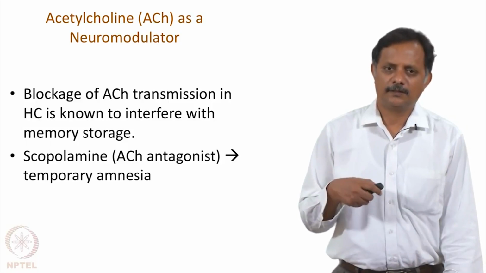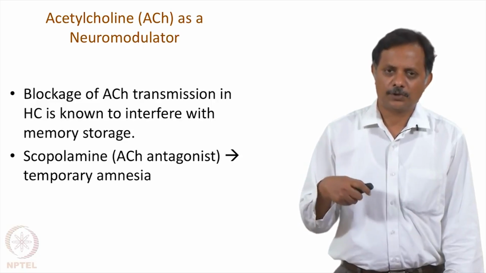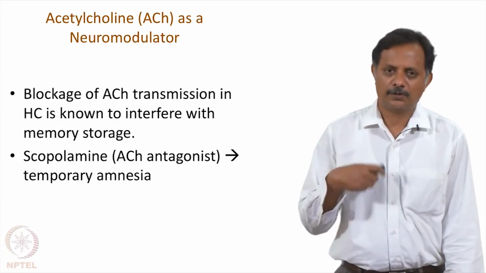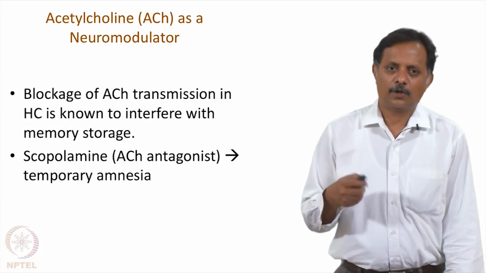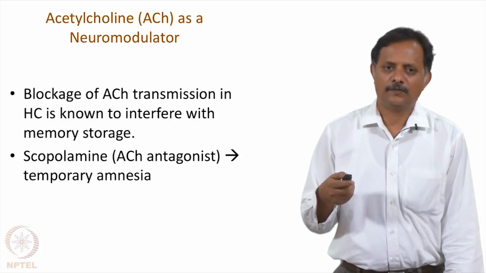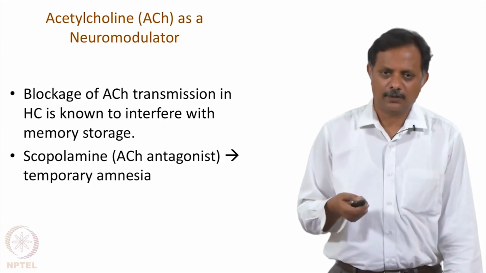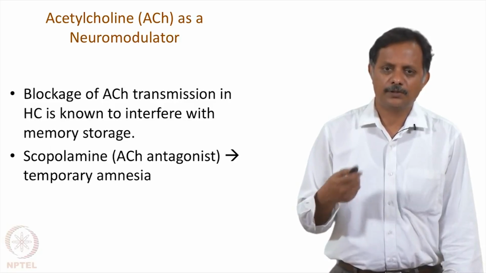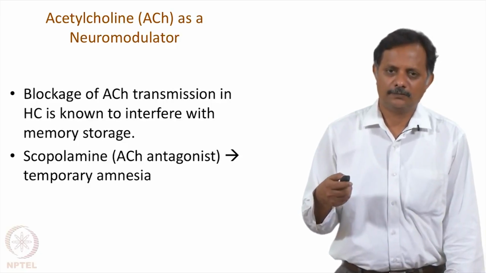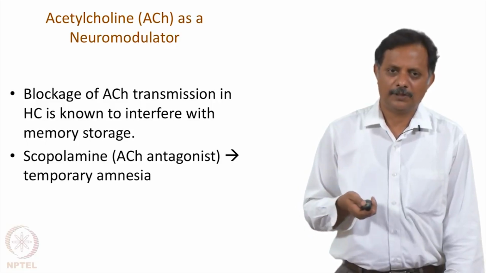ACh is released into hippocampus, and the ACh neurons project to the hippocampus, that's their subcortical target, and they also project to the cortex. Blockage of ACh is known to interfere with memory storage in hippocampus, and also application of a drug like scopolamine, which is an ACh antagonist, that means it blocks the action of acetylcholine, is known to induce a temporary amnesia. Because it blocks ACh, it also blocks plasticity of the connections within hippocampus. It induces temporary amnesia or memory loss.